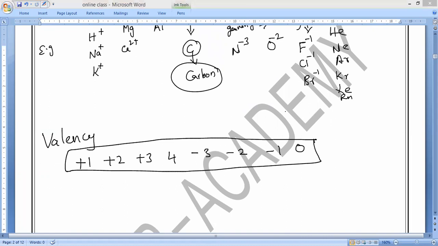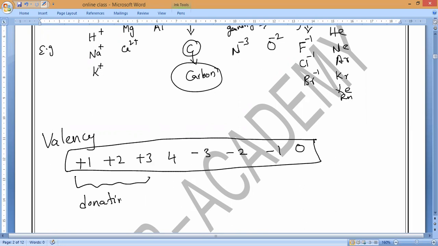This is what we call valence electrons as well as valency. Any doubt, guys? No doubt. That is what you have to remember. Now notice the first three valencies, plus one, plus two, plus three. They are formed by donating electrons. In the same way, minus 3, minus 2, minus 1 are formed by accepting or receiving electrons. Understand? Yes or no? Please respond.